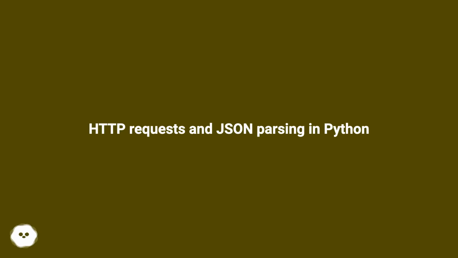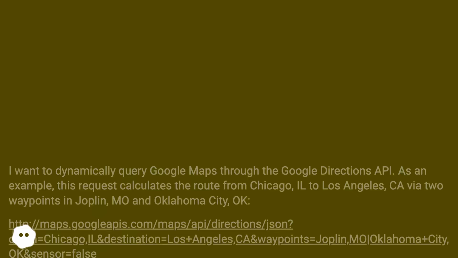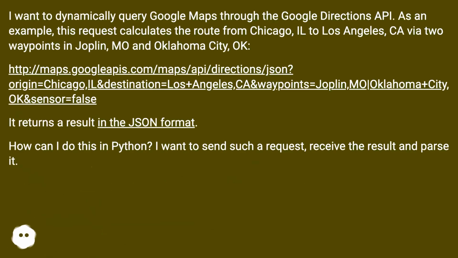HTTP requests and JSON parsing in Python. I want to dynamically query Google Maps through the Google Directions API. As an example, this request calculates the route from Chicago, Illinois to Los Angeles, California via 2 waypoints in Joplin, Missouri and Oklahoma City, OK. This URL returns a result in the JSON format.